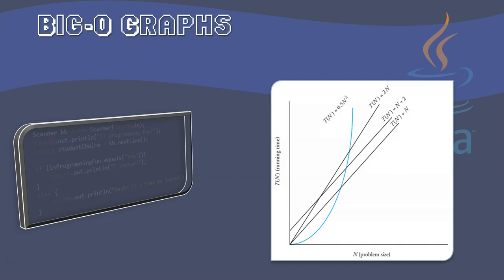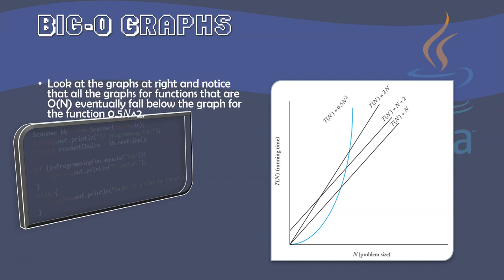So when we start looking at some big O graphs, like what does this actually look like in terms of runtime? Well, if we look at the graphs to the right, you'll notice that all the graphs of the functions that are big O of n eventually fall below the graph of the function 0.5 n squared. So this is our function right here. You can see this one is growing the fastest, whereas these are all pretty constant. We have T of n equals n. We have T of n equals n plus 2. We have T of n equals 2n.